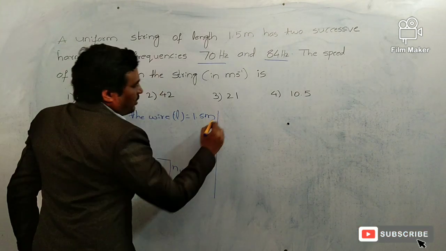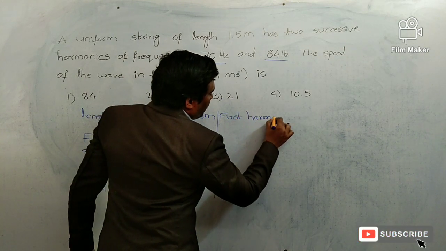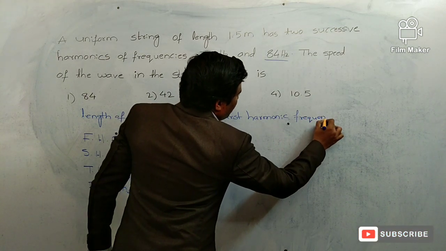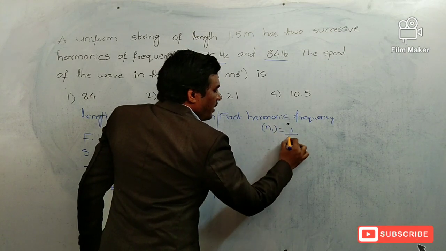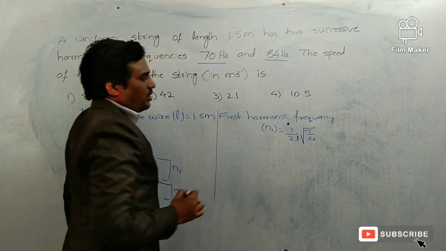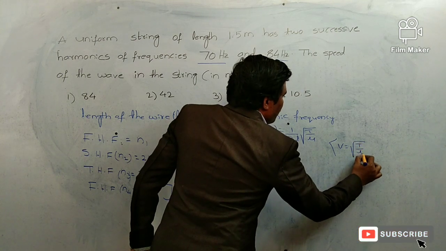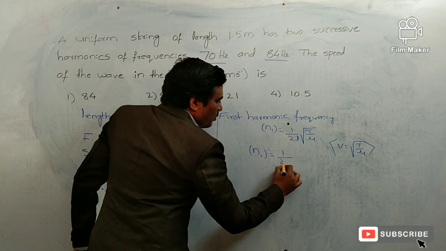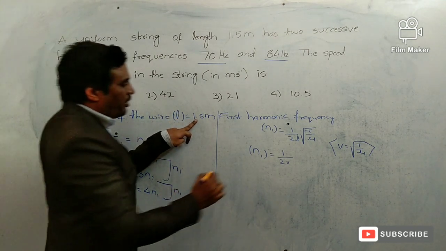We know one formula, the first harmonic frequency formula. The first harmonic frequency N1 equals 1 by 2L into under root of T by mu. Here we need to find the V value. So V equals under root of T by mu, so it is N1 into 2L. What is the L value? L equals 1.5.